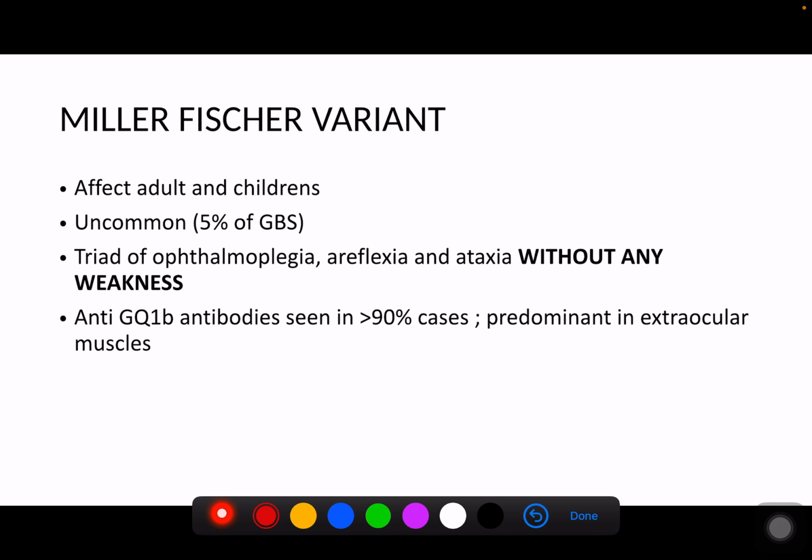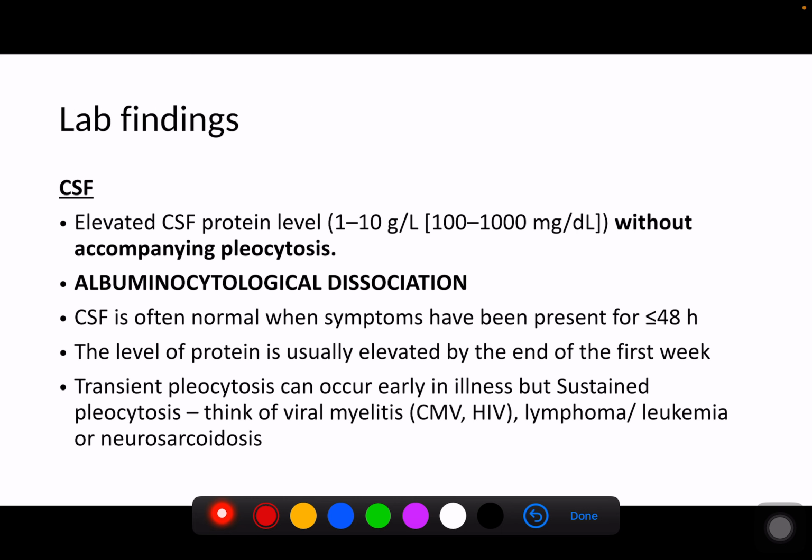Miller-Fisher variant: the triad of ophthalmoplegia, areflexia and ataxia. This you have to write: ophthalmoplegia, ataxia and areflexia. Now, lab diagnosis.